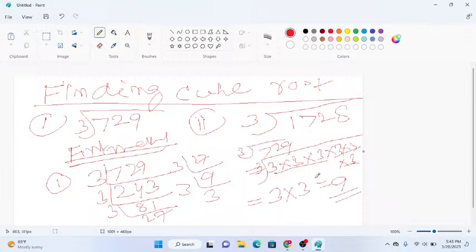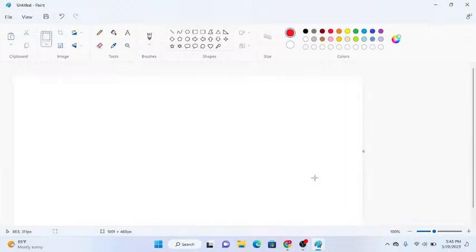Okay. Now I am explaining the other question. See, just like the first question, we have explained it by the factor method. Now you see, this is the second. So the second question was what? 1728. And we are finding the cube root by the factor method.